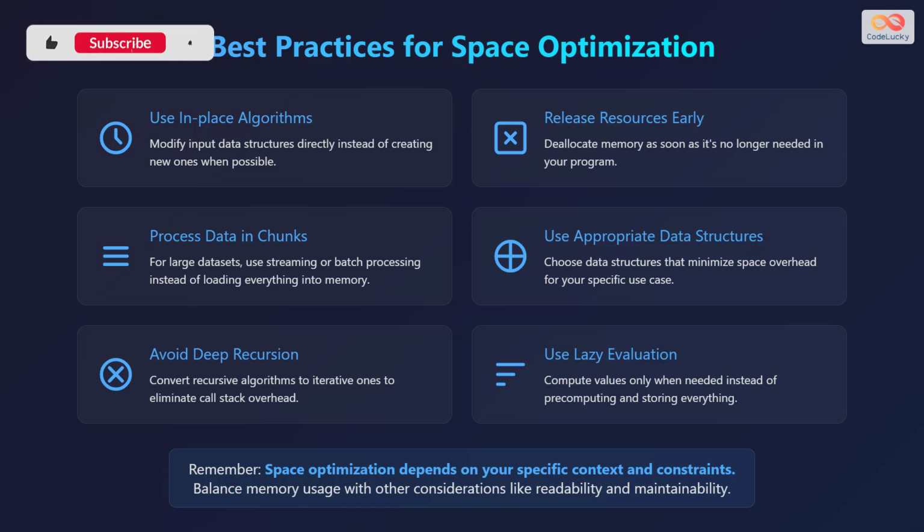Here are some best practices for space optimization. Use in-place algorithms which modify input data structures directly instead of creating new ones when possible. Release resources early. Deallocate memory as soon as it's no longer needed in your program. Process data in chunks. For large datasets, use streaming or batch processing instead of loading everything into memory.